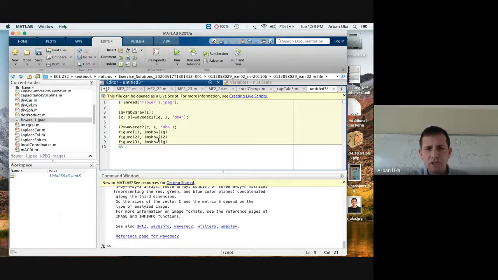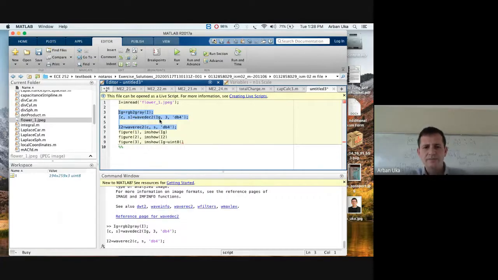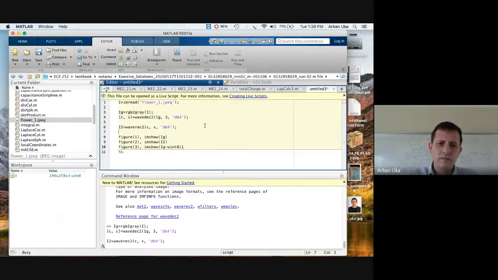So we have IG minus uint8. Let's make this unsigned integer 8, because this I2, most probably, is double. So let's evaluate this part. MATLAB is busy. So we see that I2, which is the recomposed image, the type is double. So we can make this uint8 of I2. So let's see what these three figures are.